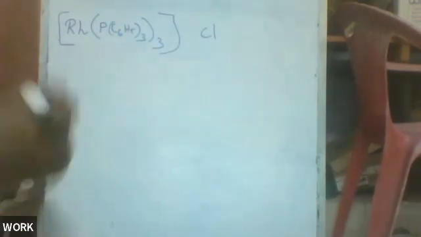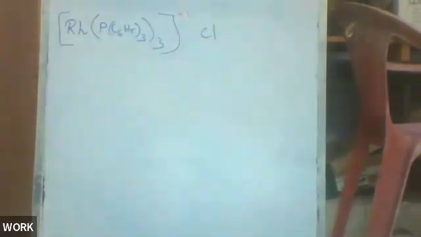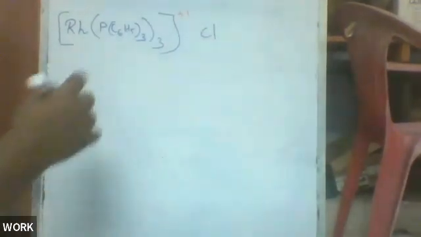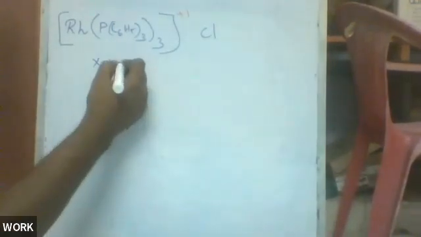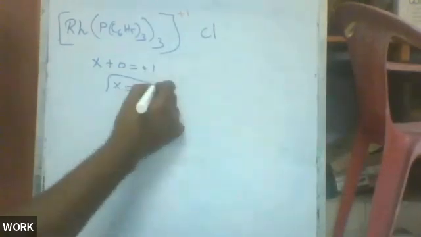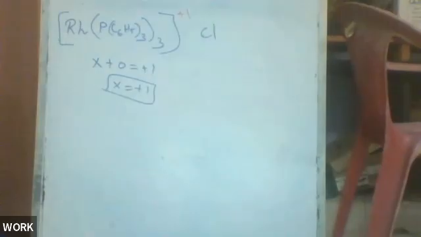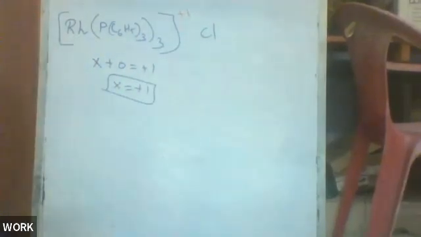The coordination sphere will get the +1, correct? So the coordination sphere will get the +1. X plus 0 is equal to +1. Then x equals +1. That's all, no? And how are you saying it's a -1? Yes, sir, +1. Got it? Because it's a neutral ligand. So a neutral ligand contributes 0 charge, correct? So then it becomes 0.